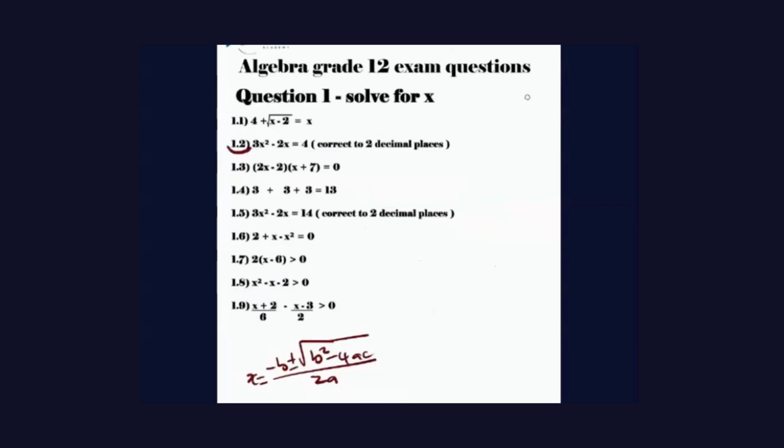So now we are on 1.2. Whenever we're given this type of question, and it says a statement correct to 2 decimal places, we know definitely we cannot use opening 2 brackets factorizing. It cannot happen that way, which means we have to use the quadratic equation. In this type of question, they just give you 3 marks for this.